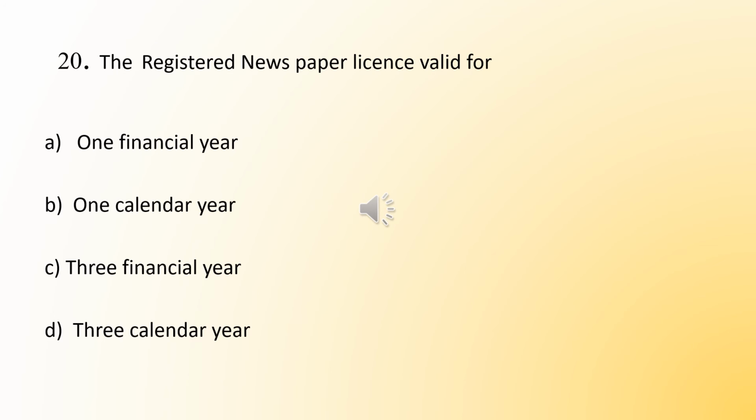Question number 19. The registered newspaper license valid for option A, one financial year, option B, one calendar year, option C, three financial year, option D, three calendar year. The correct answer is option D, three calendar year.